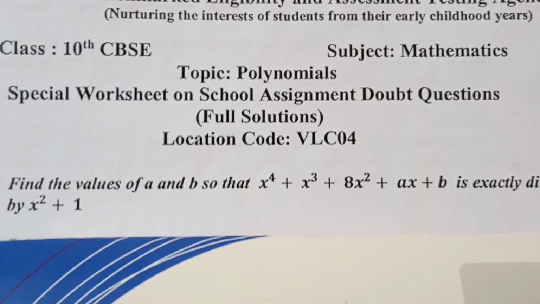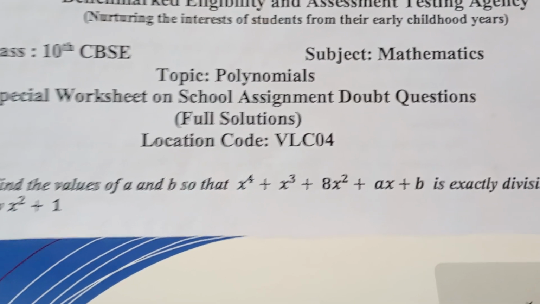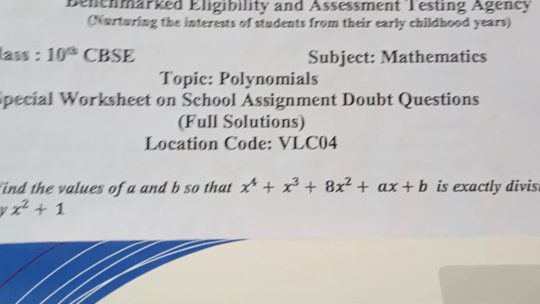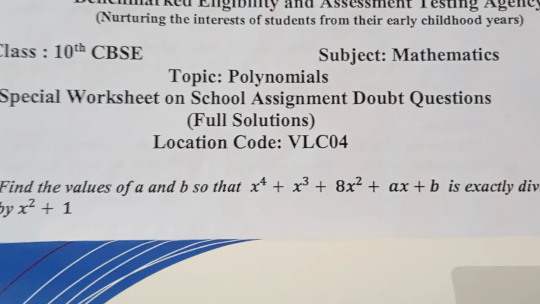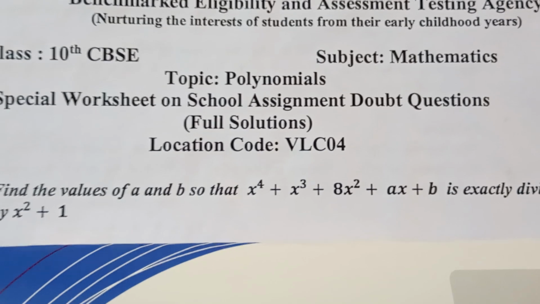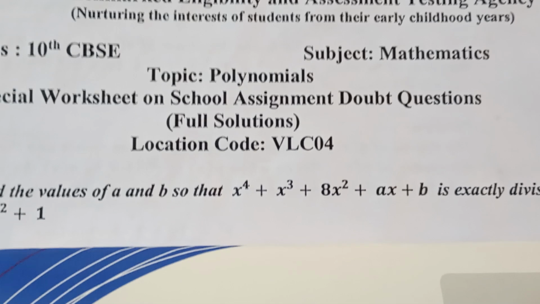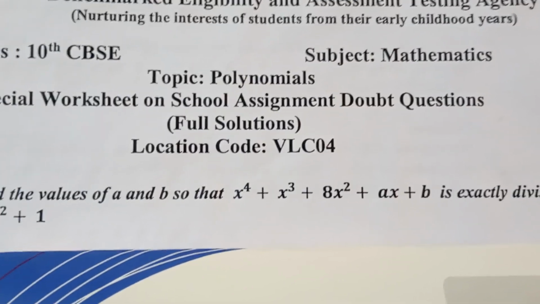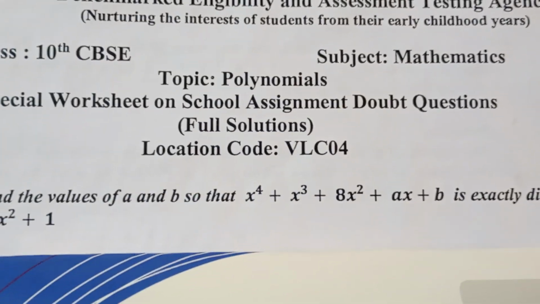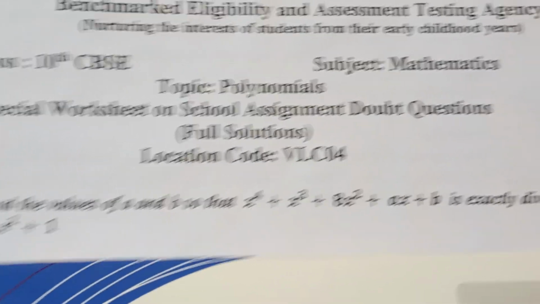This is a question on polynomials using the factor theorem. Of course, division. Here we have to do some division. We have to find the values of a and b so that this biquadratic polynomial, or the quartic polynomial of degree 4, is exactly divisible by another polynomial x squared plus 1.